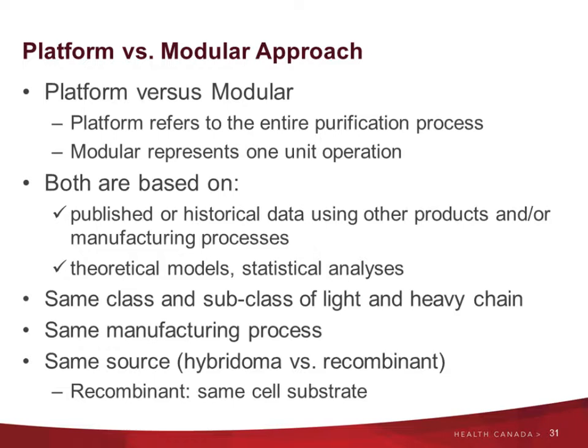So as I mentioned, the same class and subclass of light and heavy chain should be applied to a similar type of product. If not, a justification would have to be provided. Certainly a similar manufacturing process also. The more different the application becomes, the greater the amount of risk associated. It should also be the same source. So for example, if it's a CHO cell line that the platform data was generated in, then it should only be applied to products that come from CHO.